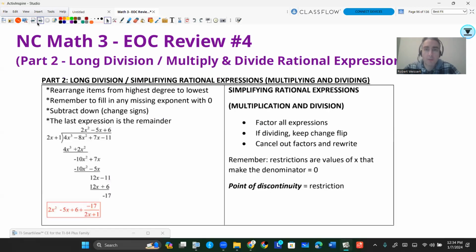Here are just some tips to go forth with when you're doing long division and rational expressions. I'm not going to go over these. I'm just going to get right into showing you how to do one long division. But if you'd like to pause this and write down that example or write down any of this information, that is fine with me.